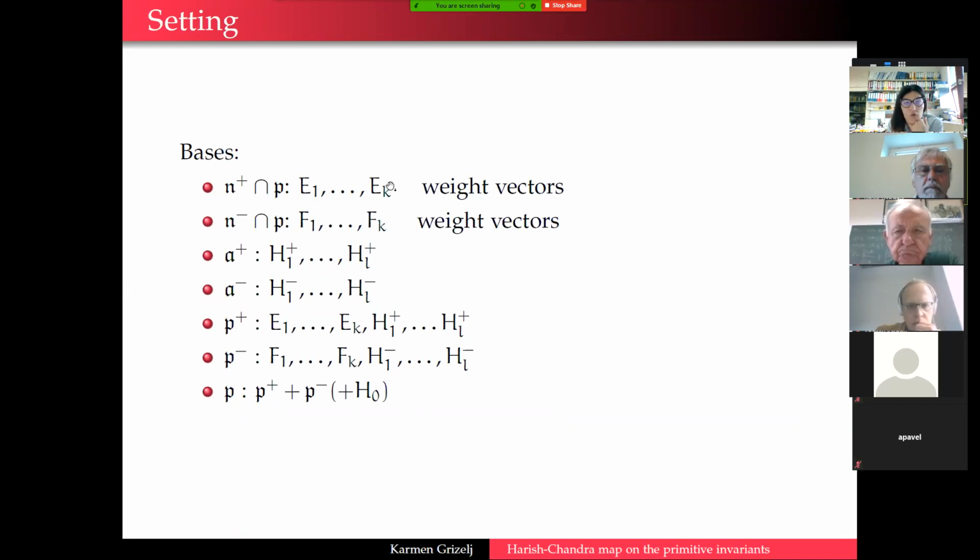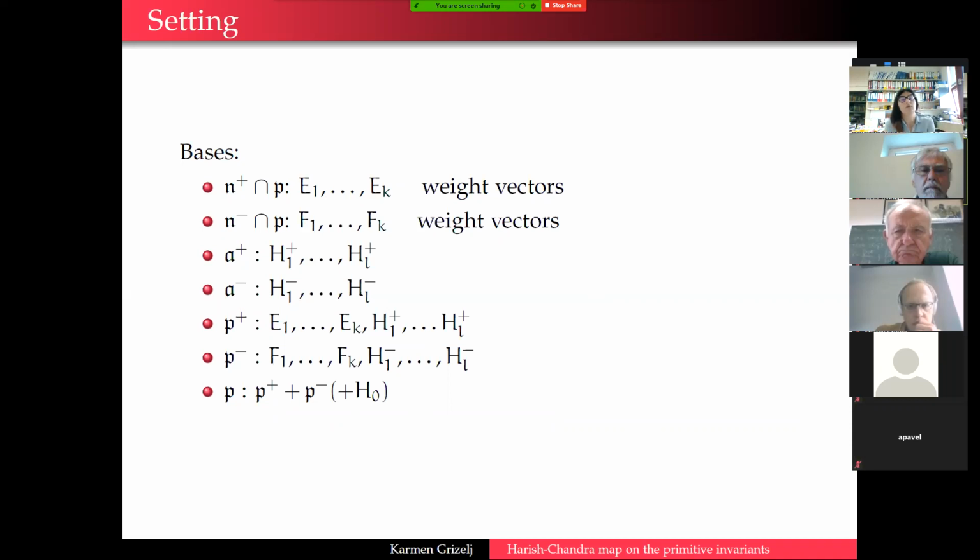So first, for positive weight vectors in P, we take E1 to Ek and choose them to be isotropic. And F1 to Fk will be negative weight vectors, which are dual to E1 to Ek. Of course, everything with respect to B. If it's not with respect to B, I will say it.